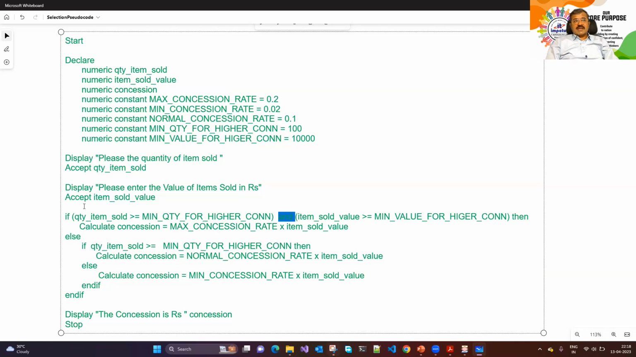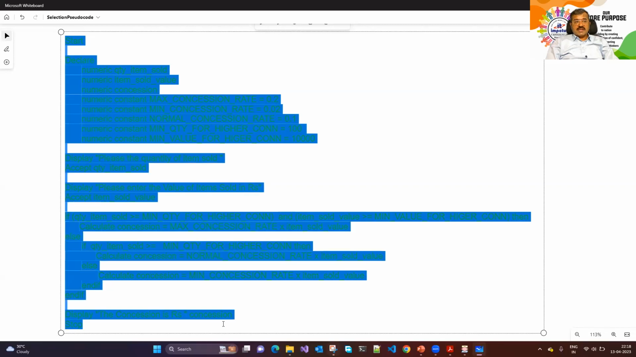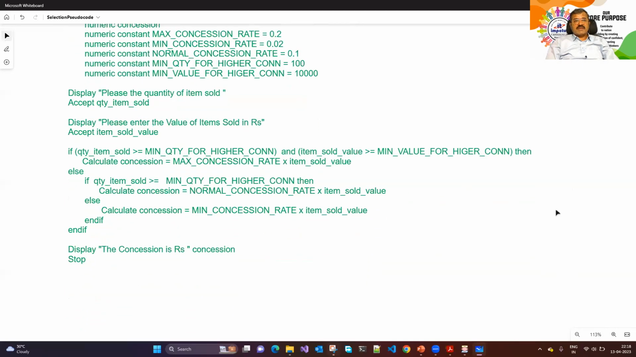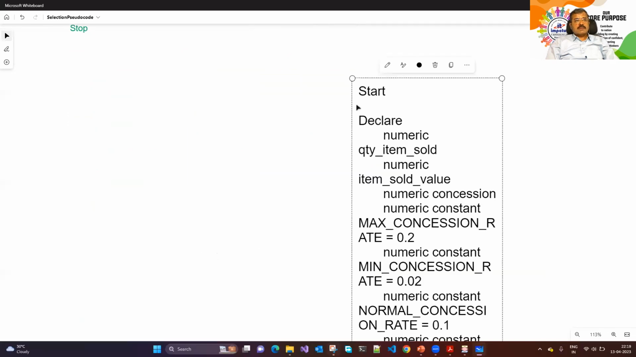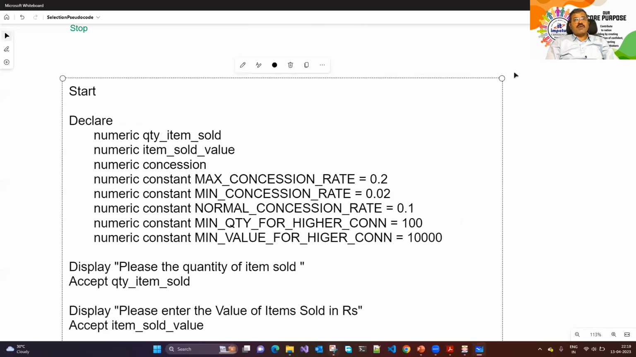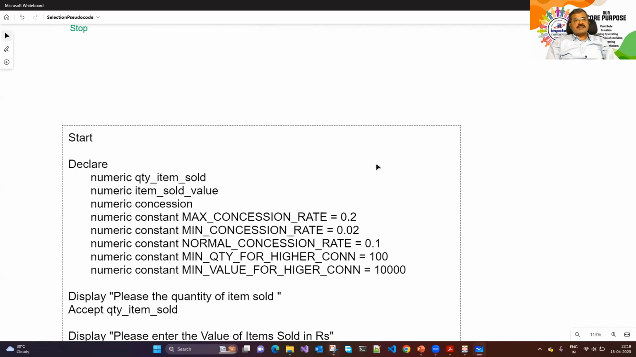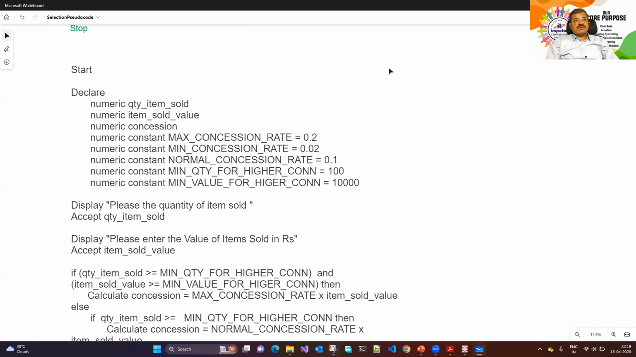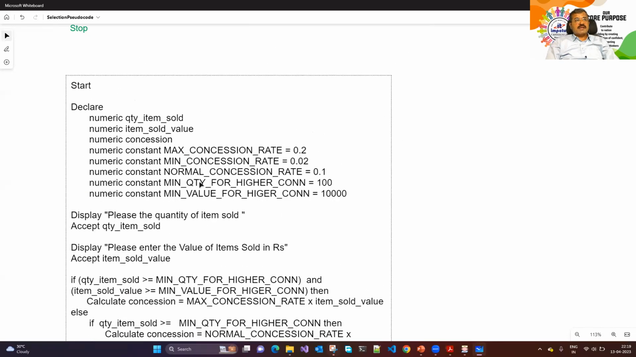So let us try and rewrite this code and see whether or not in this particular example, we can replace or avoid using this and. Let's try and avoid using and. As it is said, wherever possible, avoid using and. So we'll try and see whether we can avoid using and over here. Can we rewrite this solution without using and? Let's try.